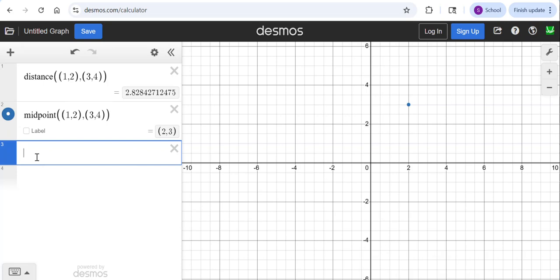But this is a very neat and easy trick to find the distance and midpoint between any two coordinate points. Okay, guys? Hopefully you got this, and you practice this. Okay? Thank you.